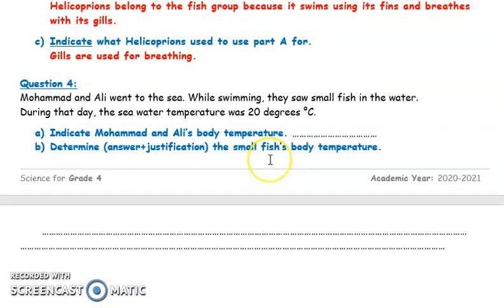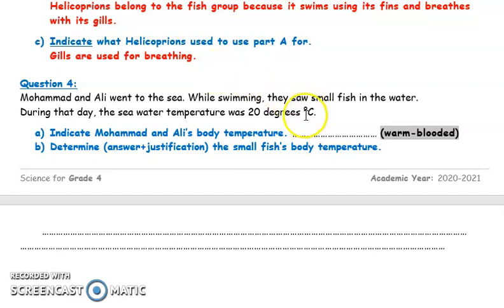Question number 4, which is the last question in this worksheet. Muhammad and Ali went to the sea. While swimming, they saw small fish in the water. During that day, the sea water temperature was 20 degrees. What is Muhammad and Ali's body temperature? As humans, we have a fixed body temperature. We say that we are warm-blooded since our body temperature does not change according to the environment, unlike fish.